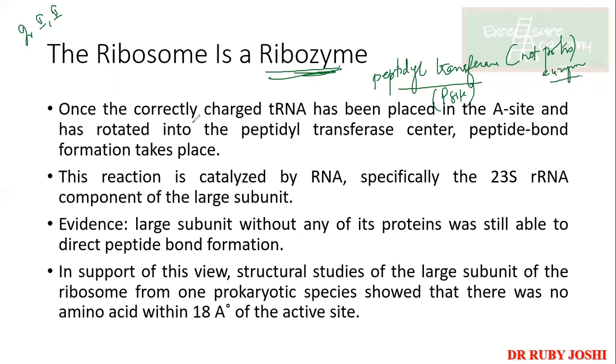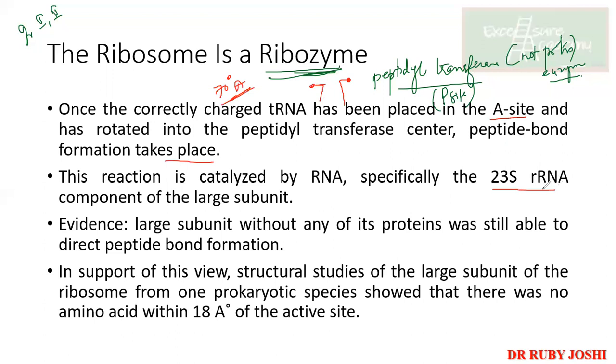Okay. Now, once the correctly charged tRNA has been placed in the A site and rotated into the peptidyl transferase center, the peptide bond formation takes place. So if you remember, at the A site the tRNA is positioned like this, and it gets twisted in this rotation. It is also known as accommodation, where it gets rotated by around 70 angstroms. Okay. So this reaction is catalyzed by RNA, which is the 23S rRNA component of the large subunit.